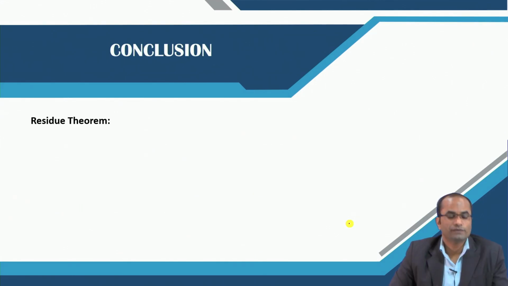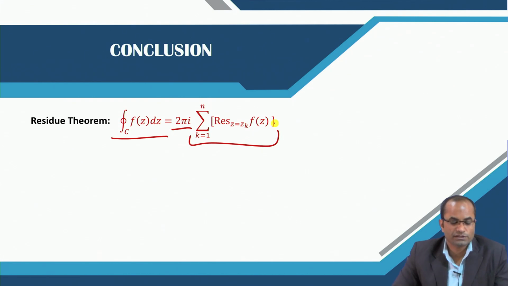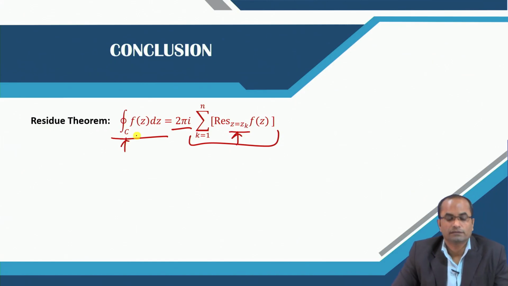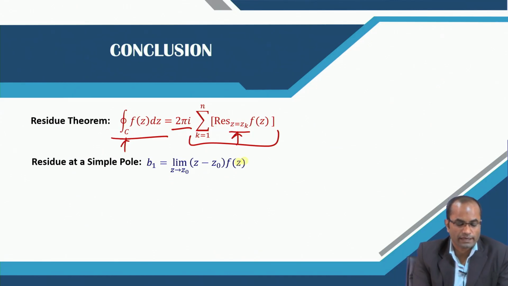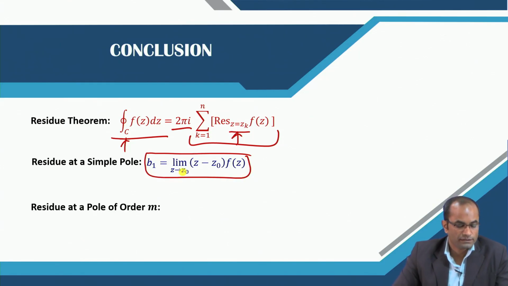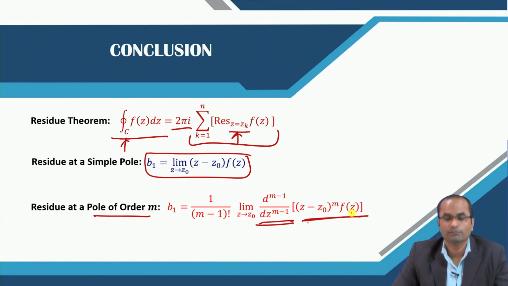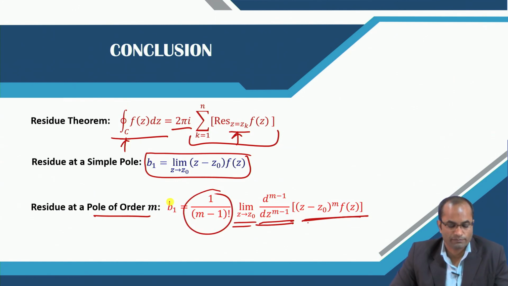Just to conclude, we have discussed the residue theorem, which is simple: 2πi times the sum of the residues, where we consider the singular points z_k which lie inside this boundary C. Residue at a simple pole can be easily computed by taking the limit of (z minus z_0) f(z). If it is a pole of order m, then we have to take the (m minus 1)th derivative of (z minus z_0)^m f(z), and then take the limit. Also, we have to divide by factorial (m minus 1).